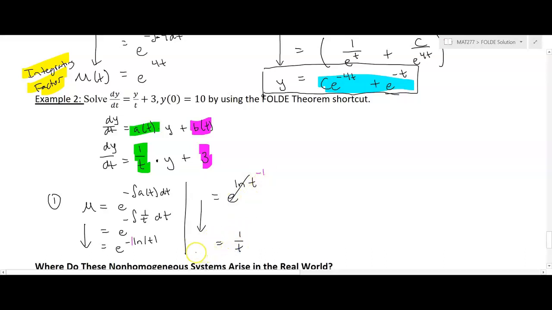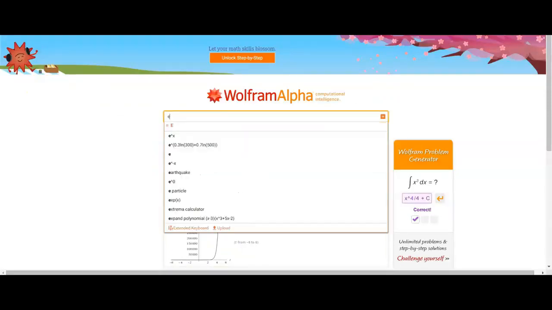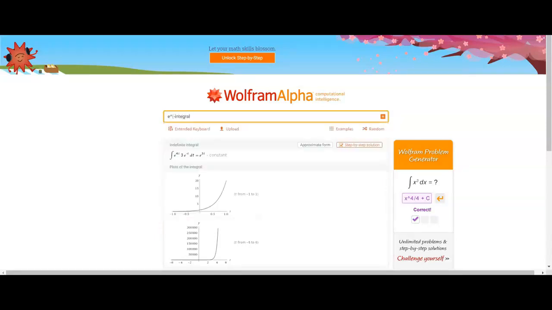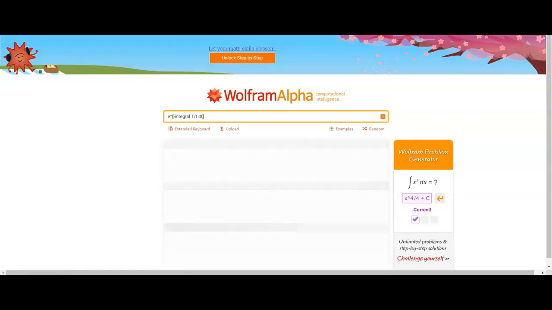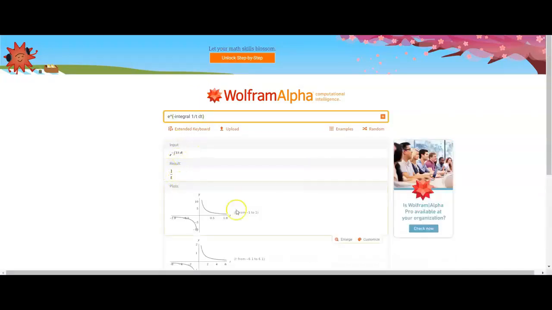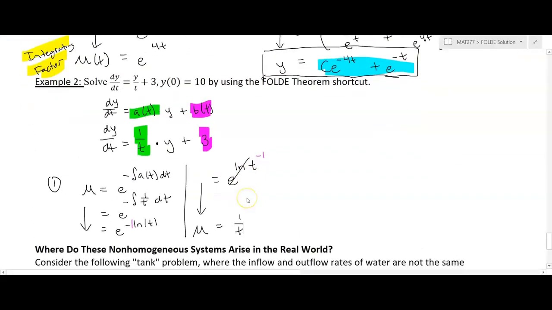Sorry, this is equal to mu. So if we integrate e to the negative integral of 1 over t dt, that should reduce it down for us to what we calculated, which is 1 over t. Great, and so we have mu.